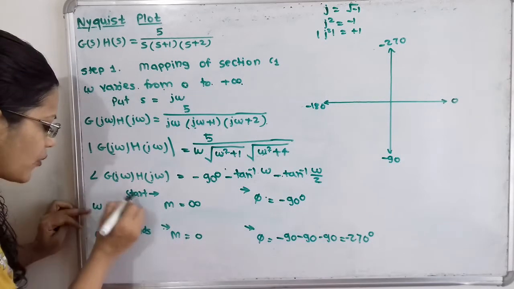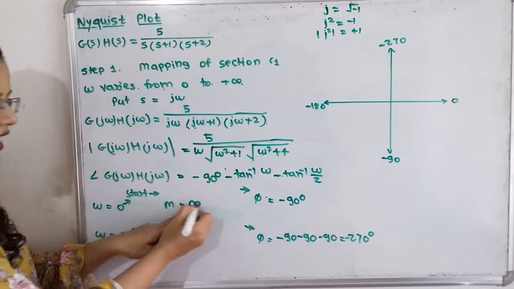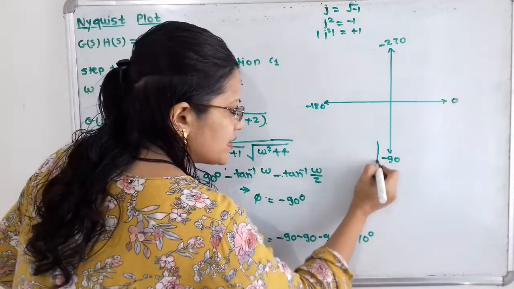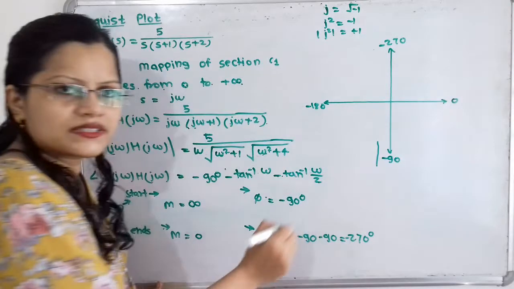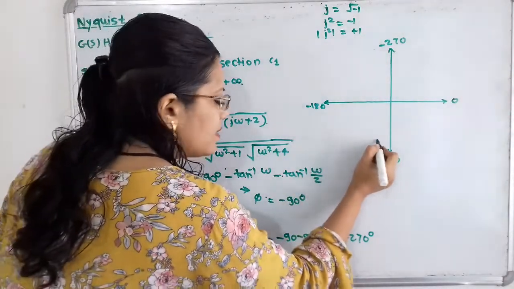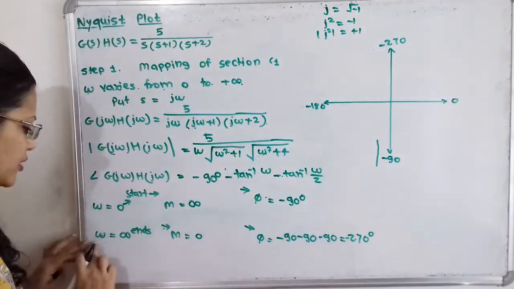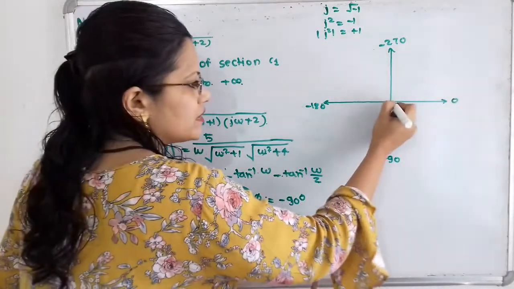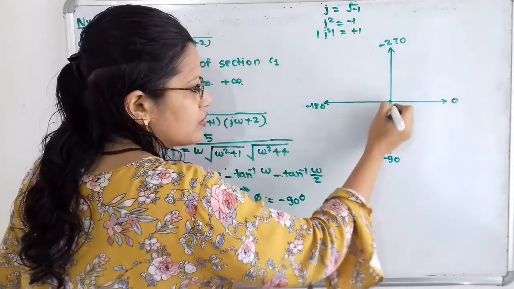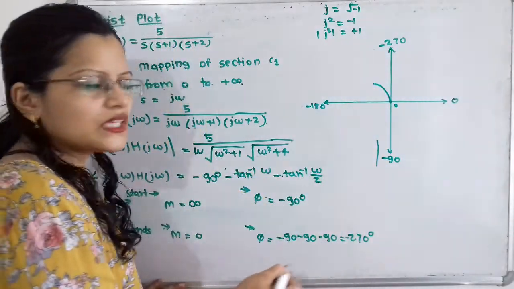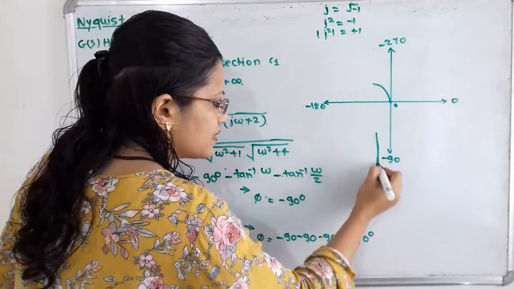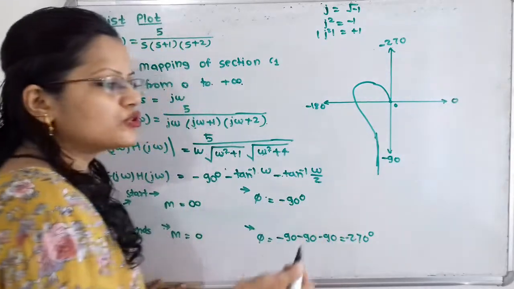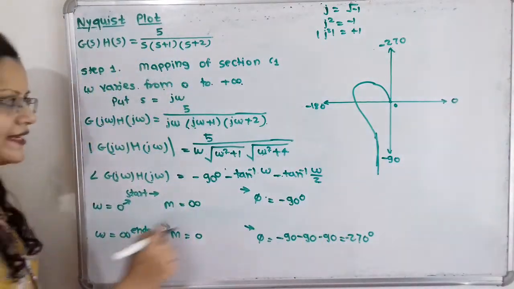So what is the start point? Start point is at infinity and angle is minus 90. So here this magnitude is infinity along this minus 90 degree. And this is the start point. And what is the end point? 0, minus 270. So 0 is here and minus 270 is along this line. So we have to join. So along this minus 90 here is infinity, and now we will join this. Now how to show arrow? From start to end.